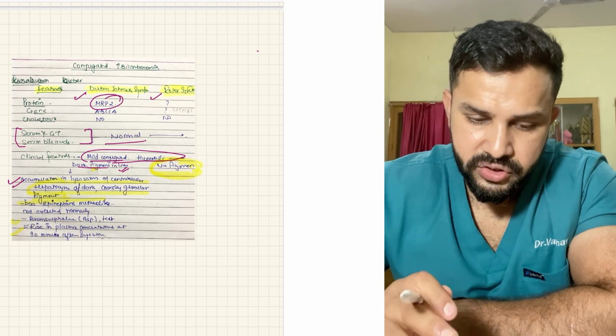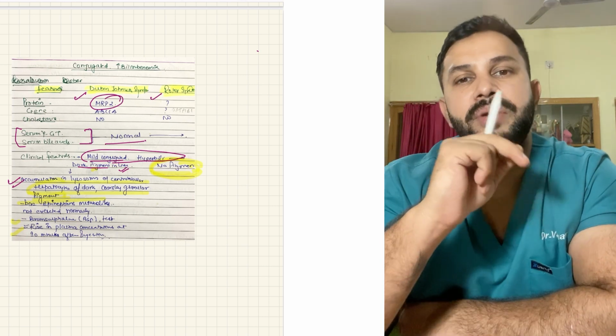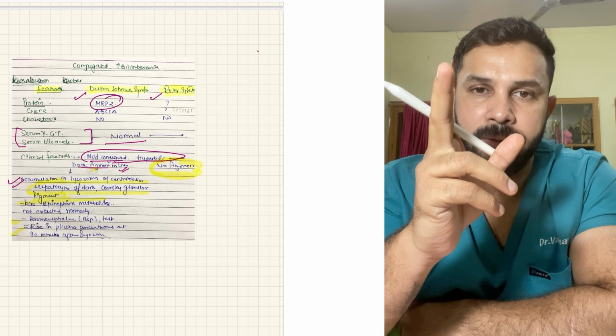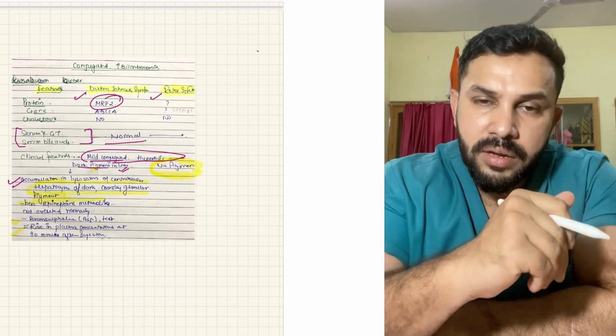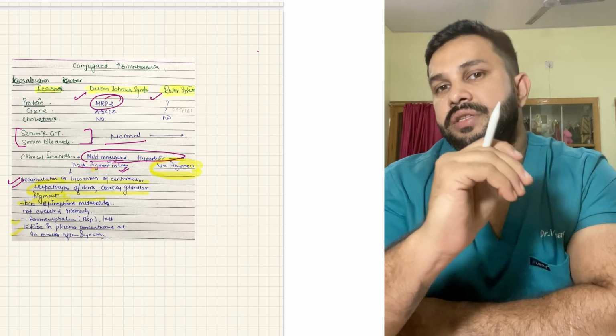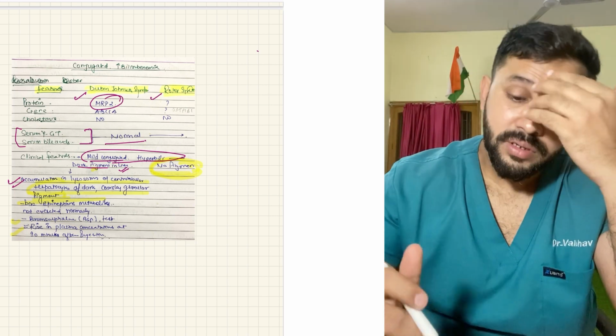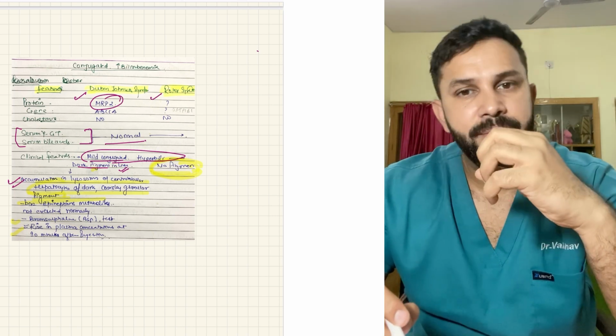This has to be differentiated. The question will be asked like: a patient is having conjugated bilirubinemia, and on the cross section of the hepatocytes we are seeing dark pigment, the liver hepatocytes are darkly stained. This will go to Dubin-Johnson.